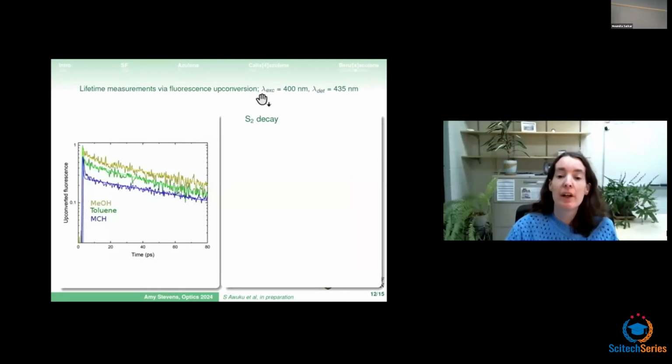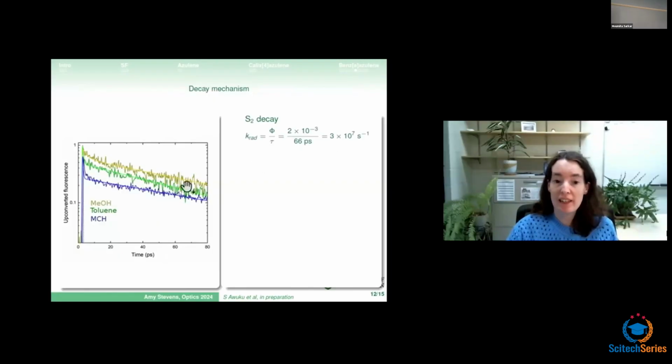So here the excitation wavelength is right into our S2 region, and our detection wavelength is at the S2 fluorescence region as well. Here's the upconverted fluorescence versus time, and you can see these are tens of picoseconds. And we looked at our benzazulene for various solvents such as methanol, toluene, or methyl cyclohexane.